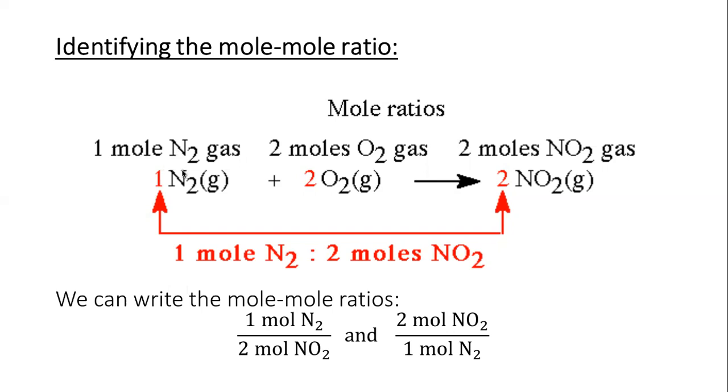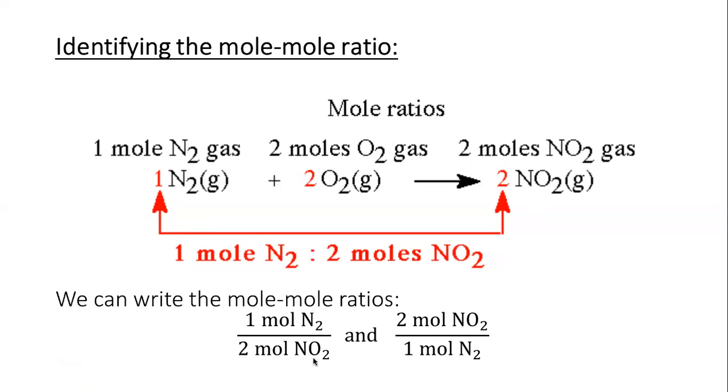In this equation, we know that there's 1 mole of nitrogen gas, 2 moles of oxygen gas, and 2 moles of nitrogen dioxide gas. So if we want to say the mole to mole ratio between nitrogen and its product, nitrogen dioxide, then we can just take these coefficients and write them as a ratio. So we have 1 mole of nitrogen gas to 2 moles of nitrogen dioxide. And we can write the mole to mole ratios as such.